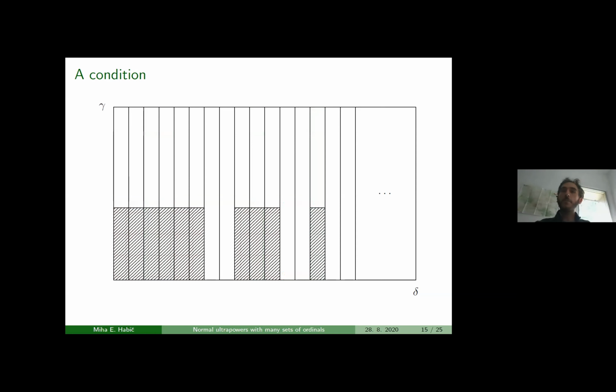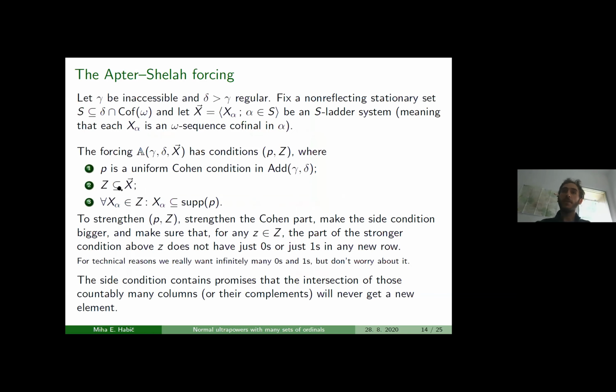All right, let me give you some of the verbiage about the forcing now. We're going to fix an inaccessible gamma and a bigger delta that's regular. These are going to specify the working part of my condition. The working part of a condition is just going to be a uniform Cohen condition in this Cohen forcing at gamma delta.